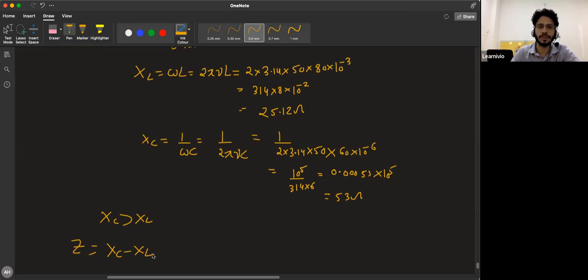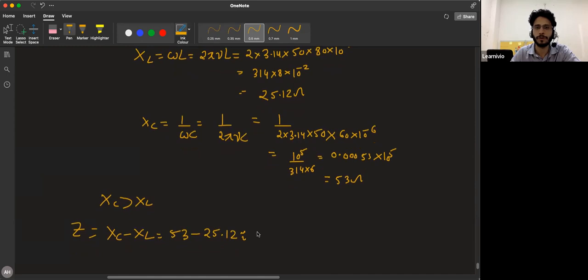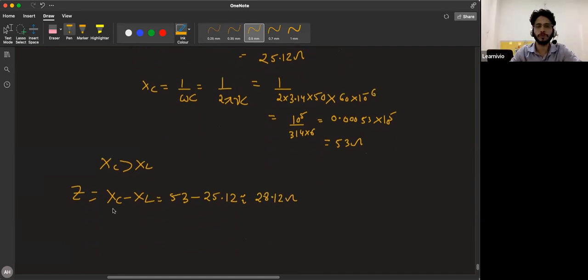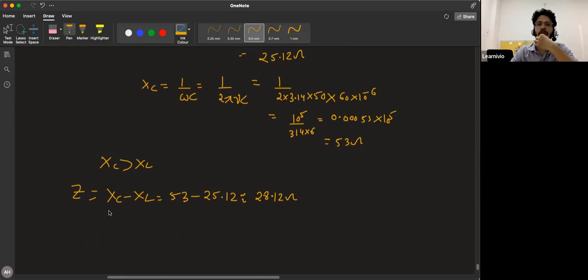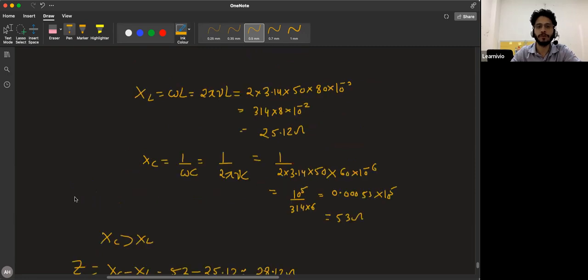So how much is XC? That is 53. How much is XL? That's 25.12. So 53 minus 25, it's 28.12. That is the impedance, 28.12. If you have impedance, you can do one more thing. After impedance, as the first part, you need the peak value of current.